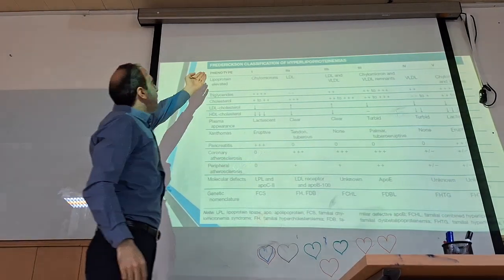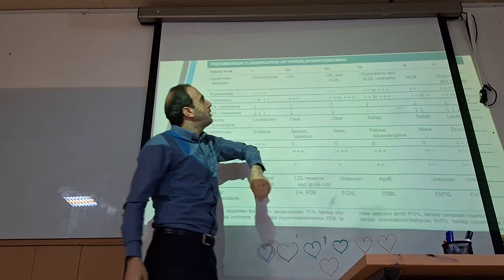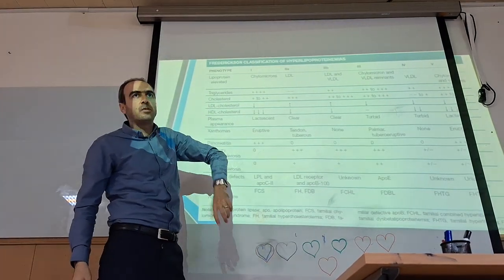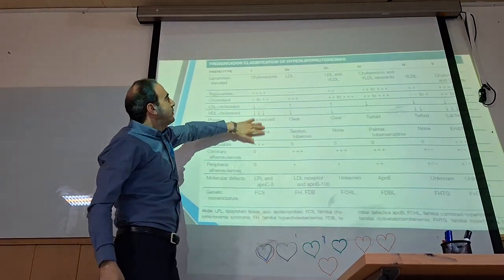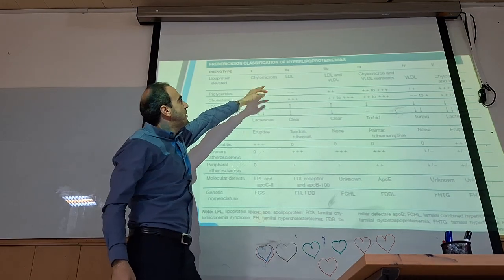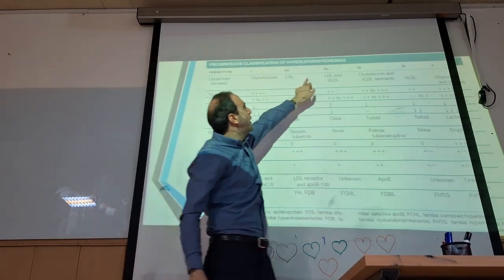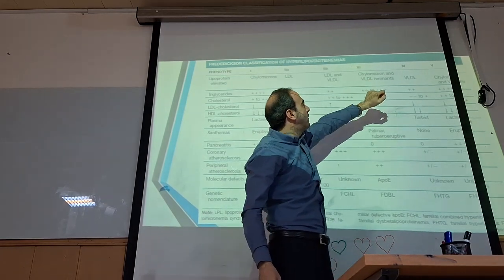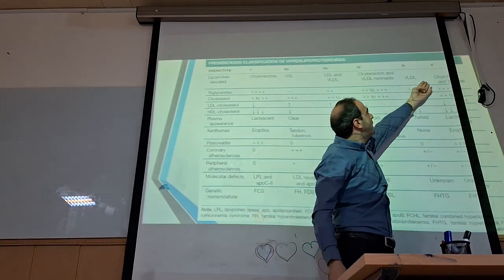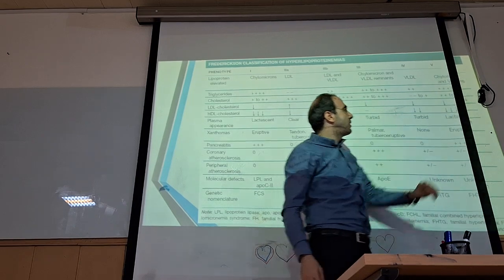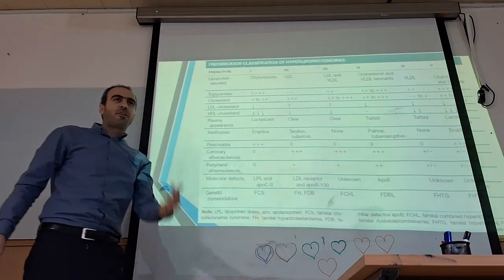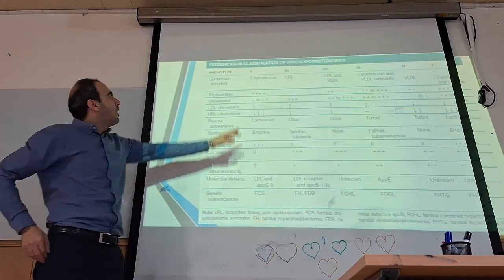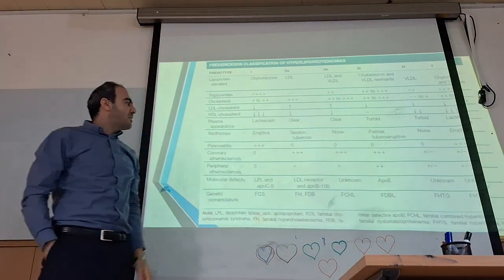Here is the Fredrickson classification of hyperlipoproteinemia. Type 1, chylomicron is increased. Type 2A, LDL is increased. Type 2B, LDL and VLDL. Type 3, chylomicron and VLDL remnant. Type 4, VLDL. Type 5, chylomicron and VLDL. Can you classify based on the previous? Type 1 is known as what?